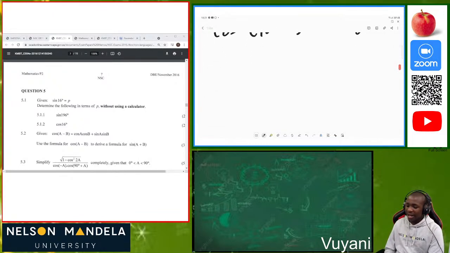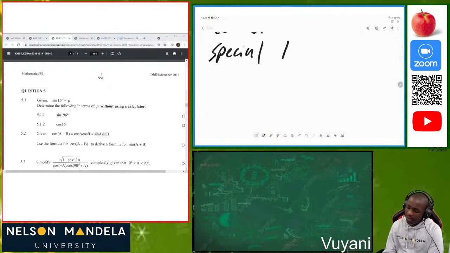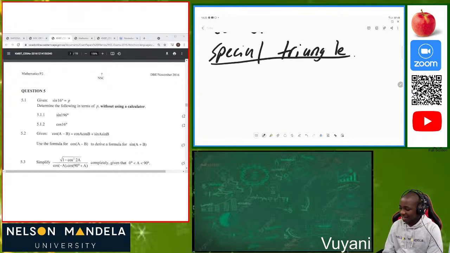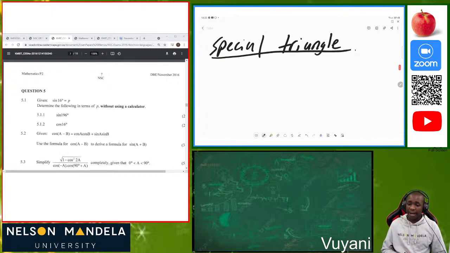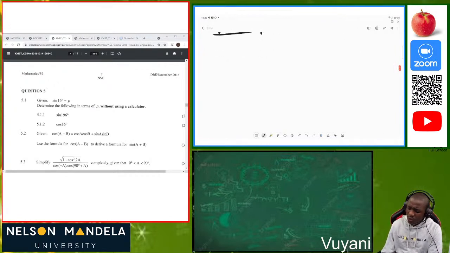Moving forward, we have what we call special triangles. Please forgive my handwriting. Okay, we have what we call special triangles. So now special triangles are these two nice, awesome triangles. Let me just write them here.